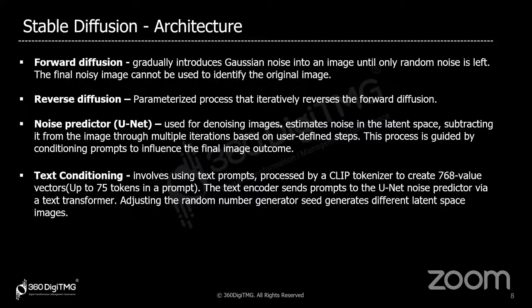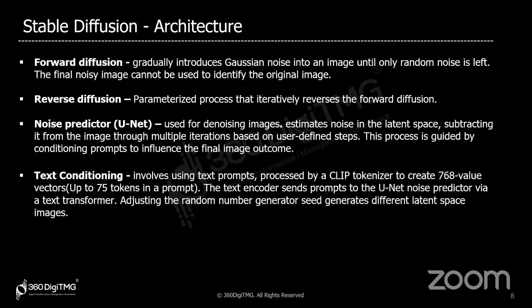Then there is the noise predictor. The noise predictor is used for denoising the image. It will estimate noise in the latent space and subtract it from the image through multiple iterations, based on the user-defined steps. This process is guided by conditioning prompts to influence the final image output.